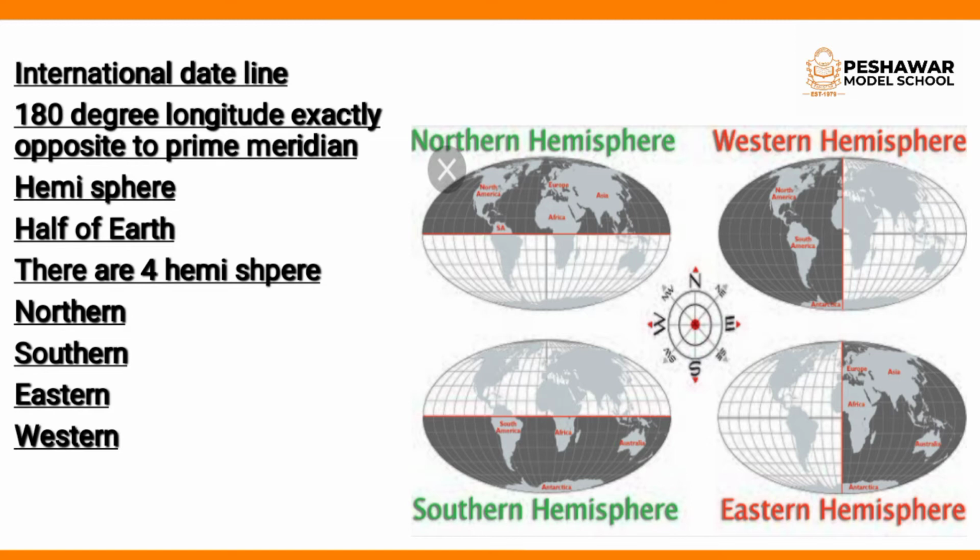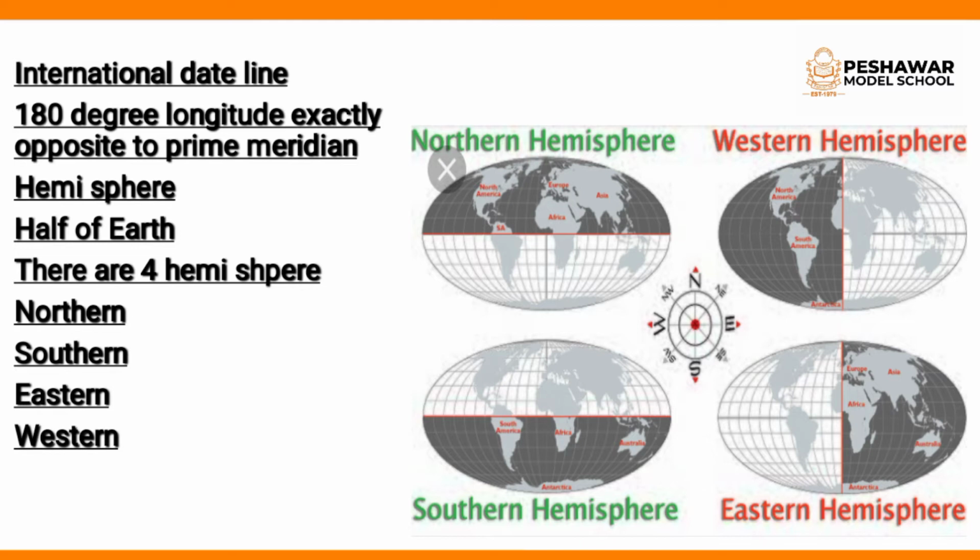In lecture 2, tell me, what is the international dateline? You know about the international dateline? The international dateline is the 180-degree longitude, exactly opposite to the prime meridian.